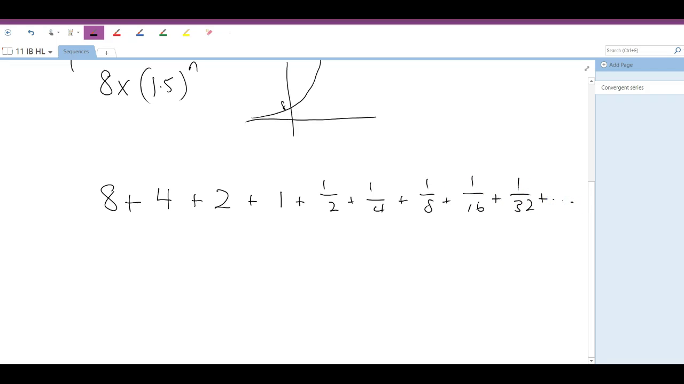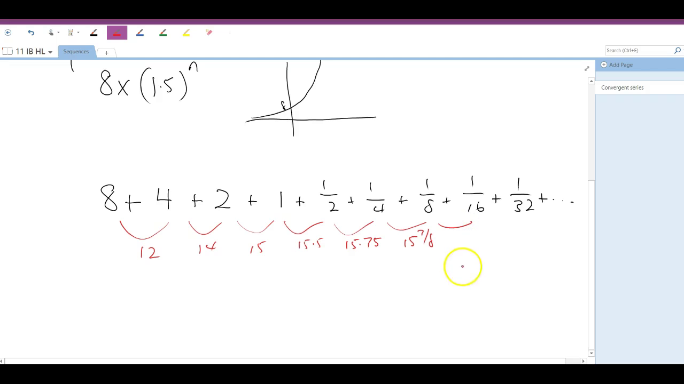And if we have a look at the sums here, 8 and 4, we've got 12, 4 and 2. So we're just adding as we go here, 15. Now we've got 15.5. Add another quarter, that's 15.75. Add another eighth, we're now at 15 and 7/8. If we turn it into 16ths, we're now at 15 and 15/16. And if we add this on, we're now at 15 and 31/32.